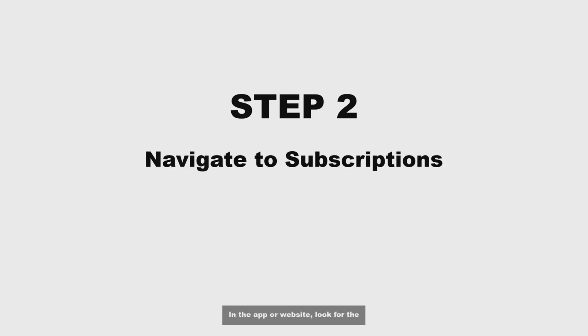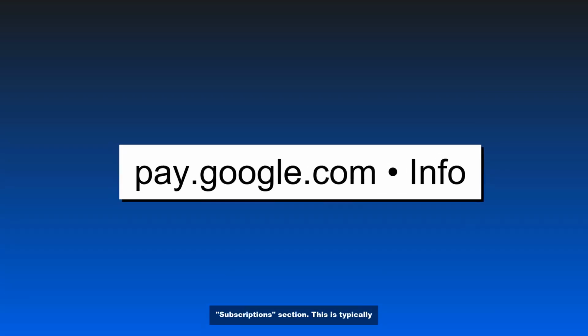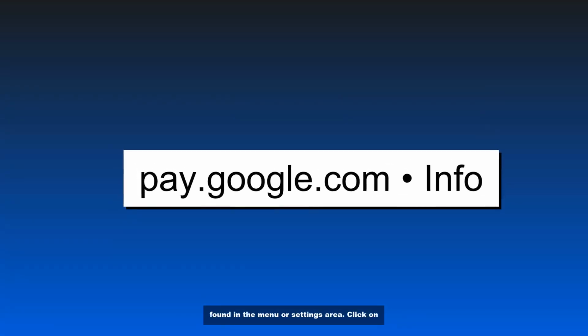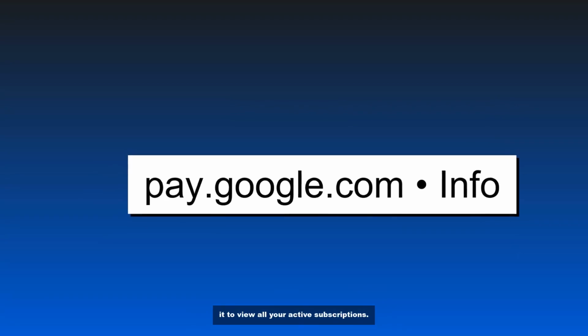Step 2. Navigate to Subscriptions. In the app or website, look for the Subscriptions section. This is typically found in the menu or settings area. Click on it to view all your active subscriptions.